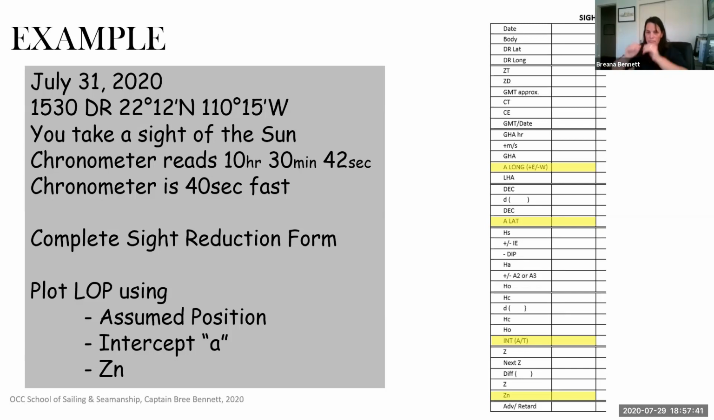Okay, the Bree, just real quick, the rules that you're talking about, the north or south latitude, that is your assumed position. That's not the declination, correct? Yes, your assumed position, correct. Okay.